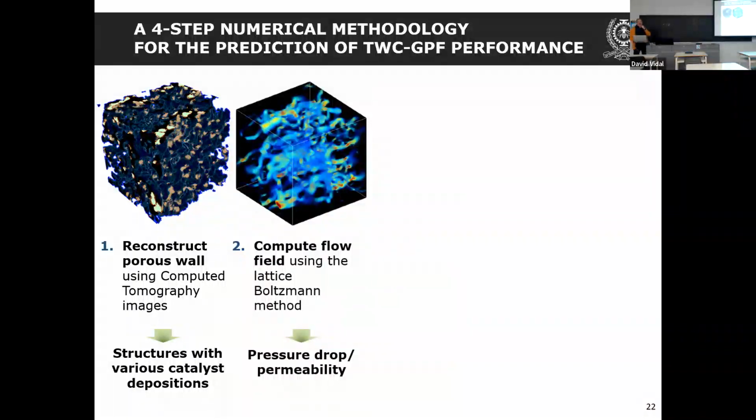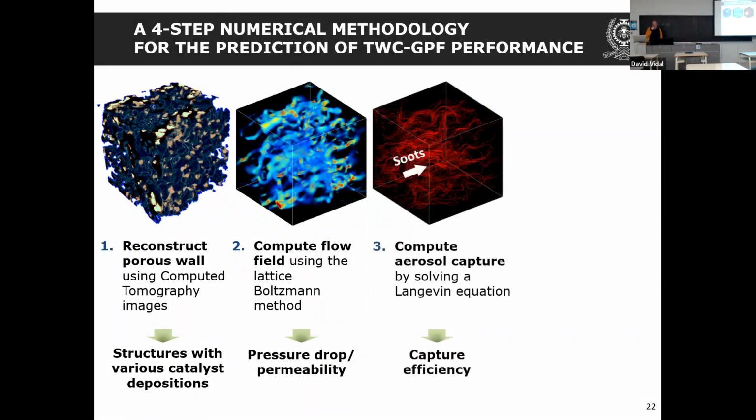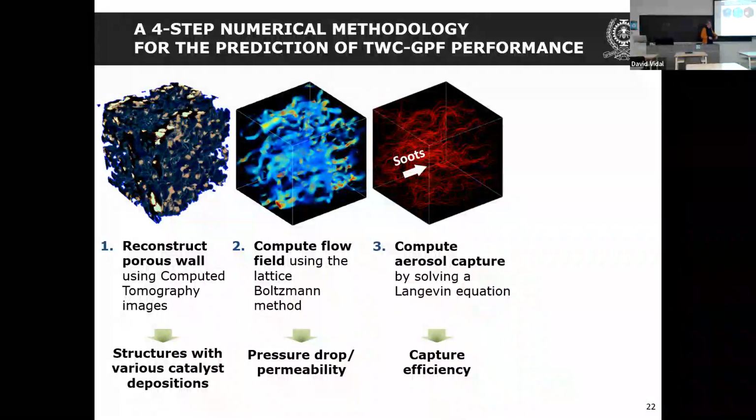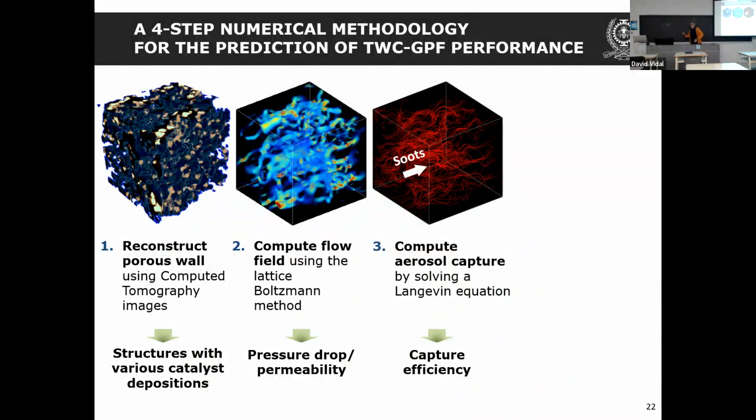Then the second step is to compute the flow field through this porous structure using the lattice-Boltzmann method. From that, eventually you get the pressure drop or the permeability. The third step is to compute the capture efficiency of the sub-particles. So basically, to do that, you need to compute the aerosol trajectories and eventual capture inside the porous wall. And for that, I'm going to show it to you in the next slide.